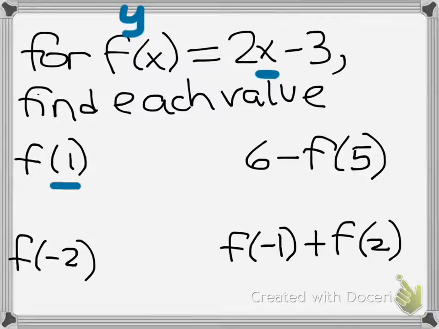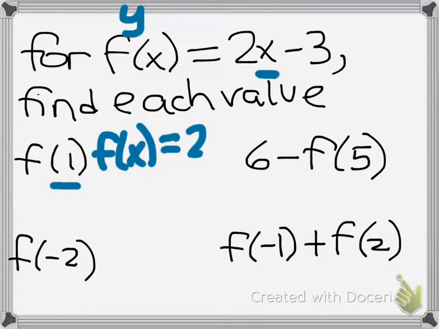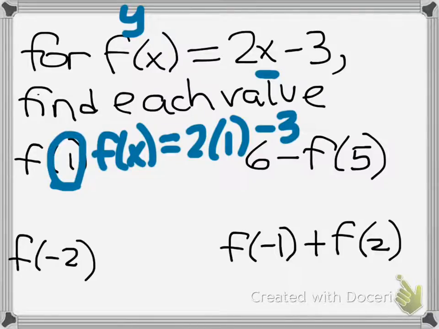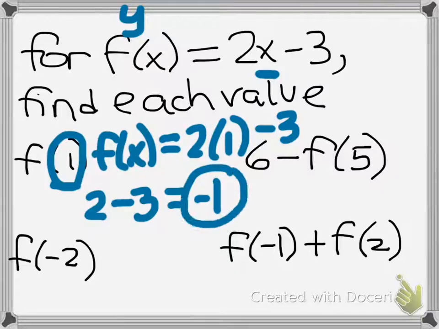So we're going to take the 1 and we're going to put it into x, because normally this 1 here is where the x is located. So f of x equals 2 times 1, or 2 minus 3. So f of x is equal to negative 1.